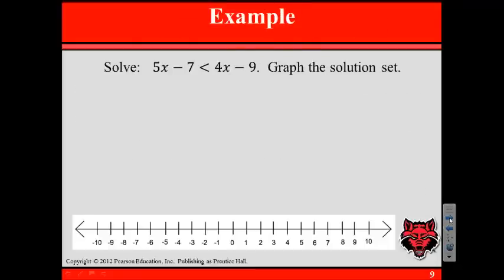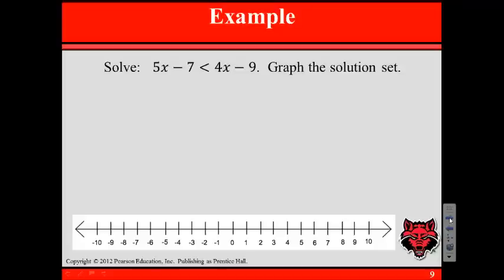So let's try a few examples. 5x minus 7 is less than 4x minus 9. And once we solve the inequality, we want to graph the solution set. So we look at each side of the inequality, and there's no simplification that needs to be done. There are no like terms, there are no parentheses.